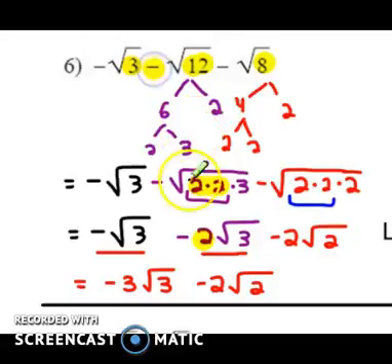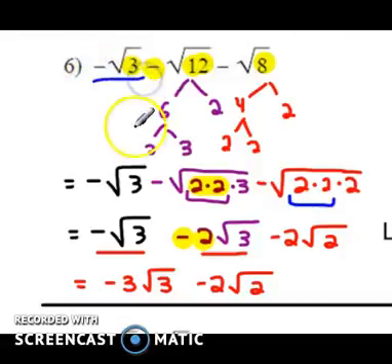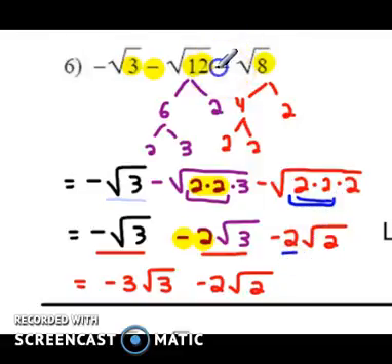The problem was originally negative. That's how I got the minus. My first term doesn't change because it's already simplified. And then I'm going to factor 8. 4 times 2, 2 times 2. So I have a set of 2's that come out. That's where that 2 came from. This was originally minus, so this stays minus.